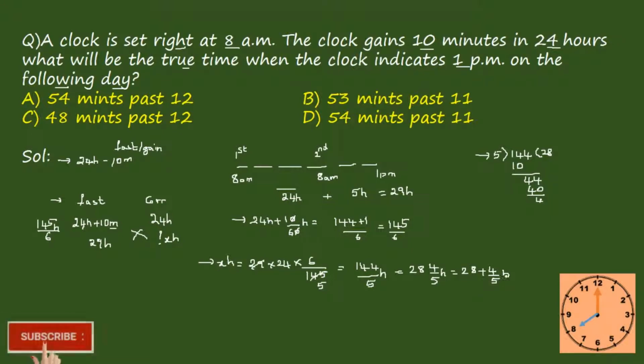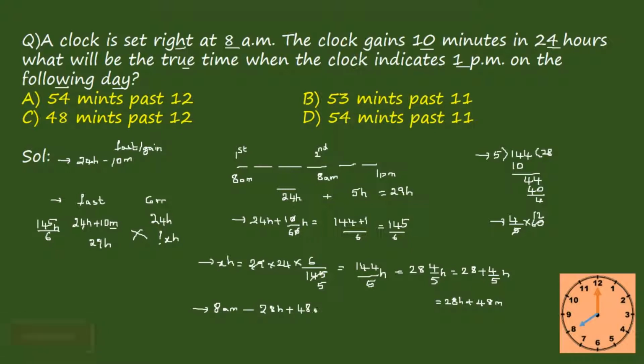We can convert 4 by 5 hours into minutes. If you convert 4 by 5 into minutes, it becomes 4 by 5 into 60, which is 48. It is nothing but 28 hours plus 48 minutes. So if it is passed after 8 a.m., 28 hours plus 48 minutes, we will be getting the correct time.